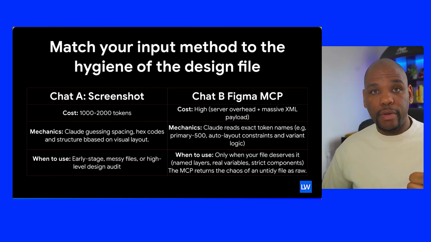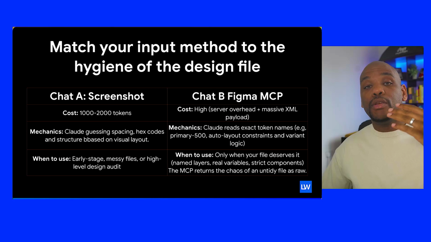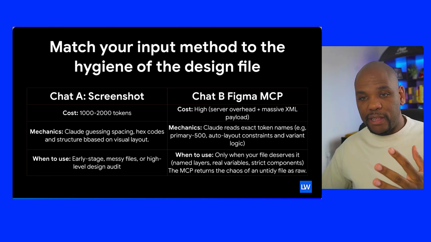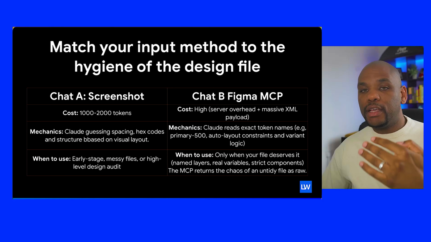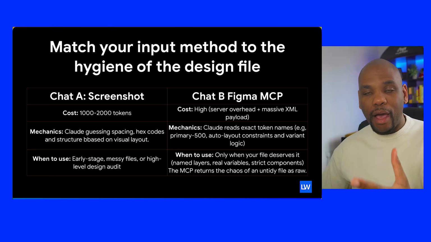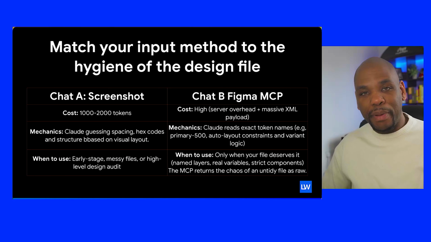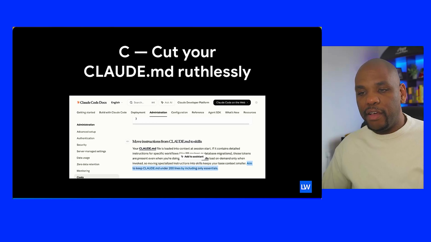You've named your layers correctly, you've got your variables and tokens connected properly, and you've got strict component use. Otherwise, the MCP returns the chaos of an untidy file. So tidy files, tidy MCP usage, tidy Claude Code output, much better for you. So it's just back to best practice basically, to get the best out of it.